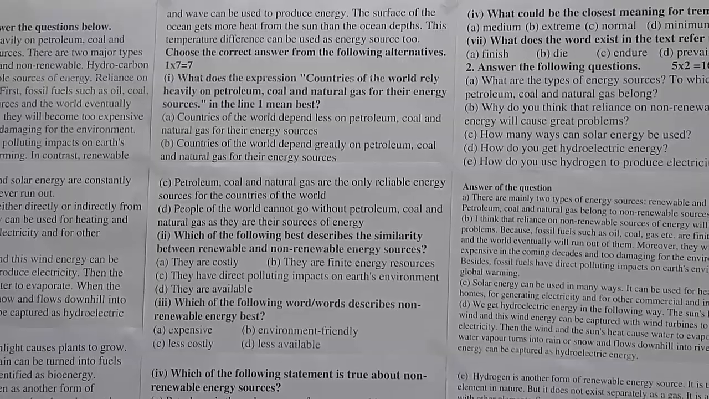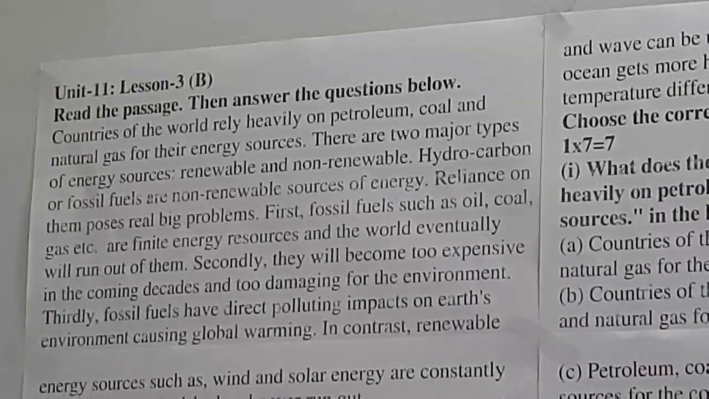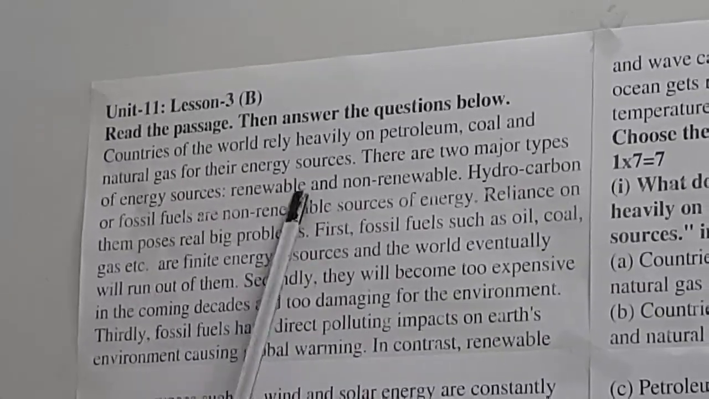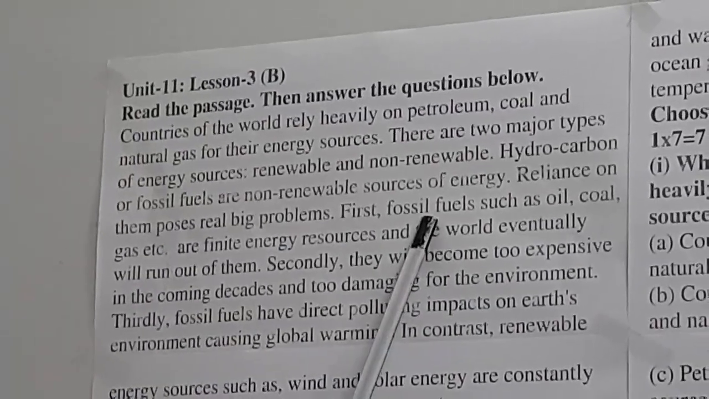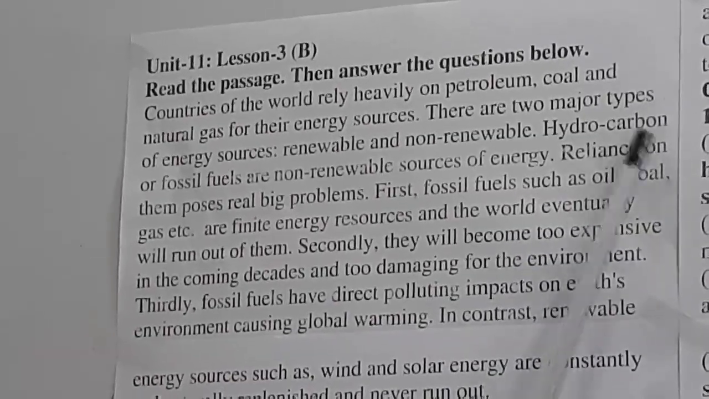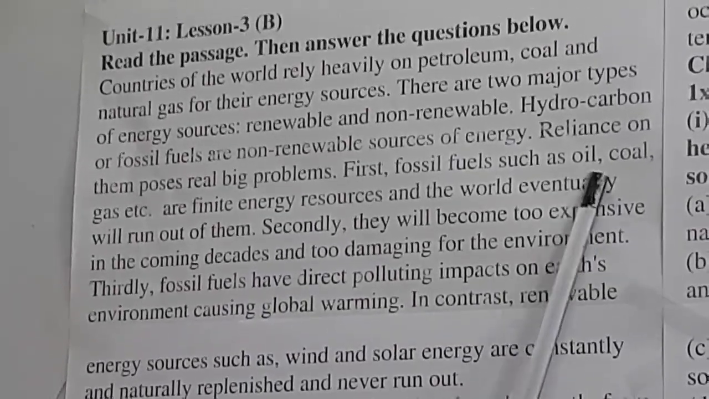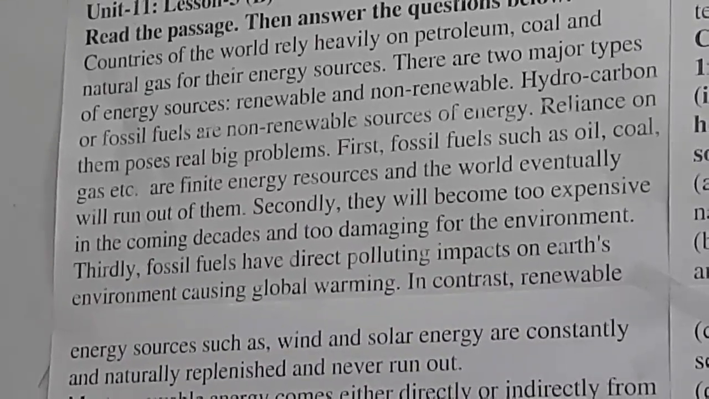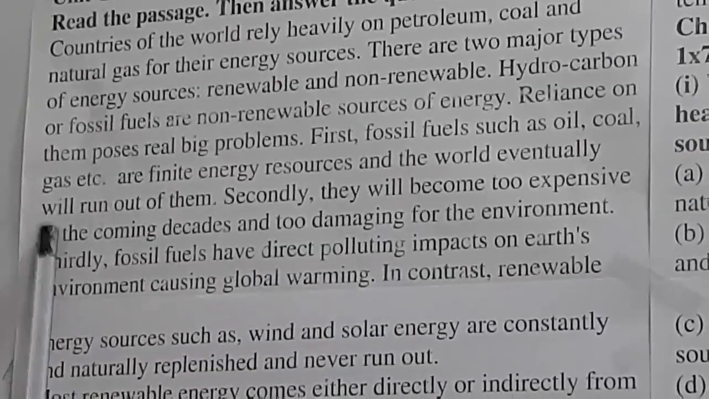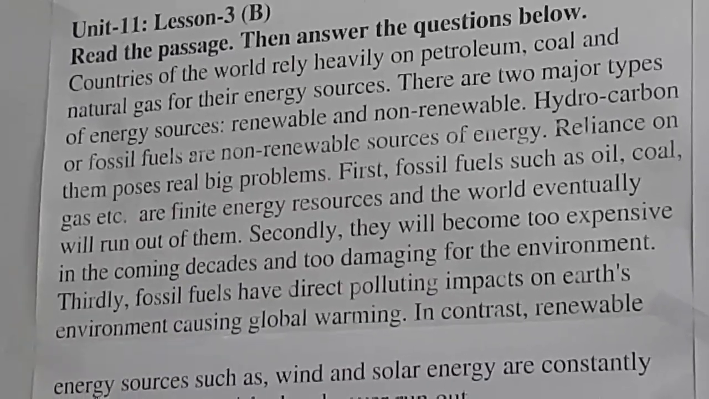Countries of the world rely heavily on petroleum, coal and natural gas for their net energy sources. There are two major types of energy source, renewable and non-renewable. Hydrocarbon and fossil fuels are non-renewable sources of energy. Reliance on them poses real big problems. First, fossil fuels such as oil, coal, gas, etc. are finite energy sources, and the world eventually, that means at last in the long run, will run out of them. Run out means will finish of them.